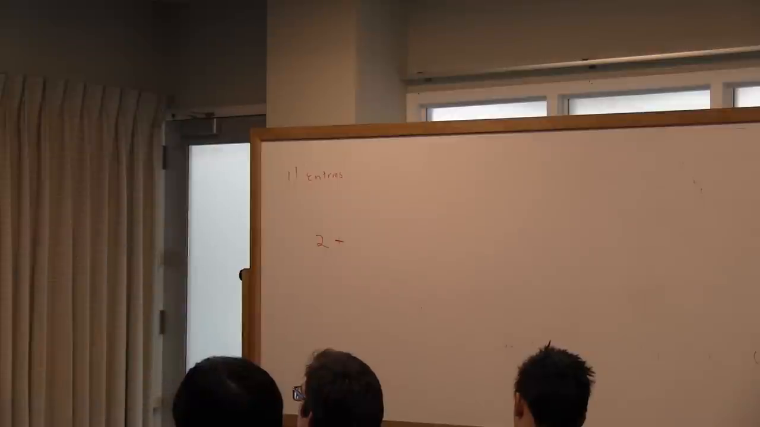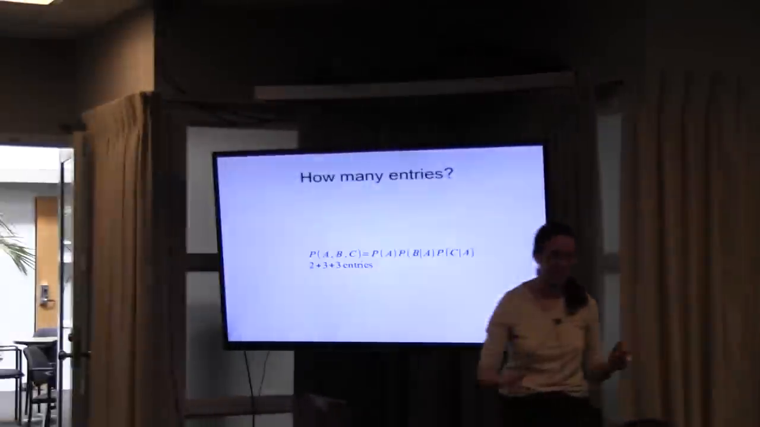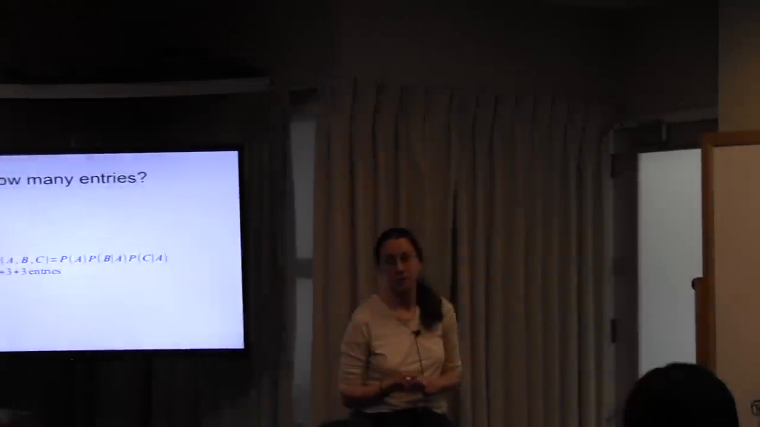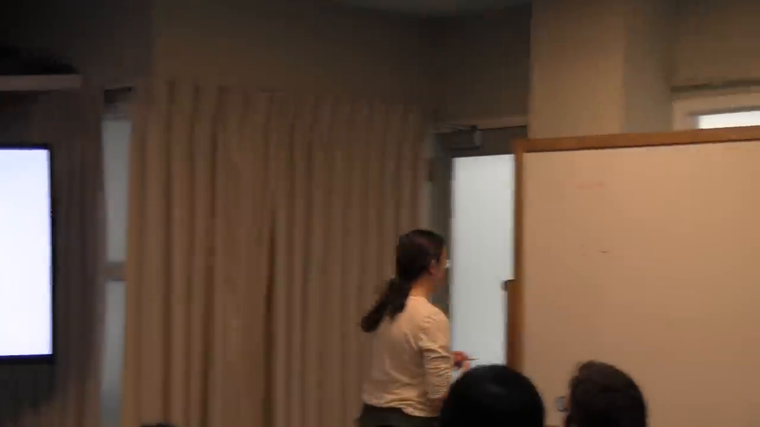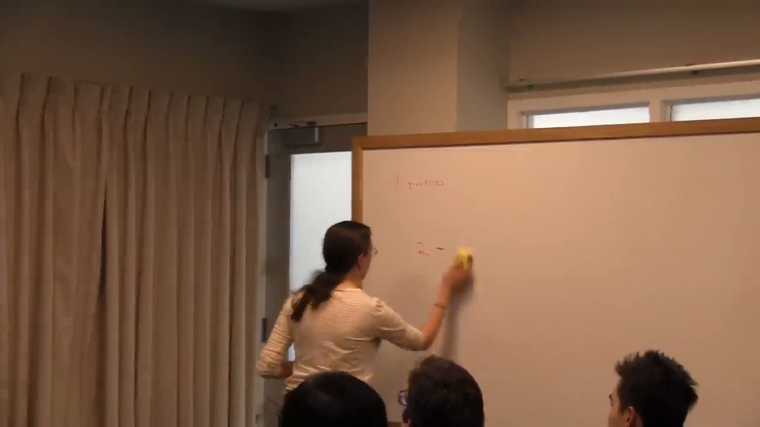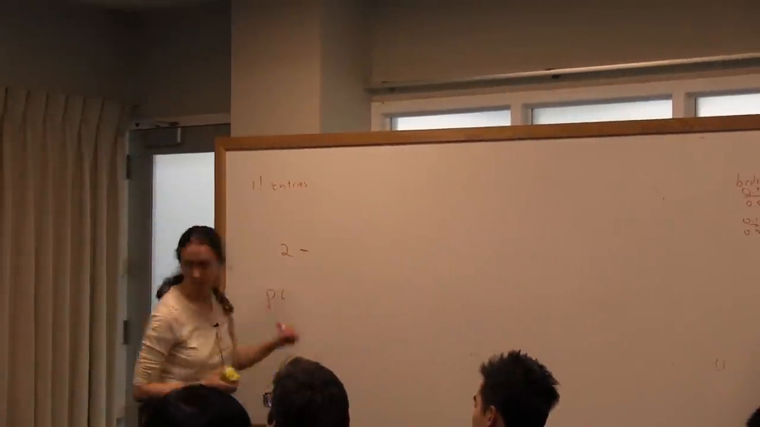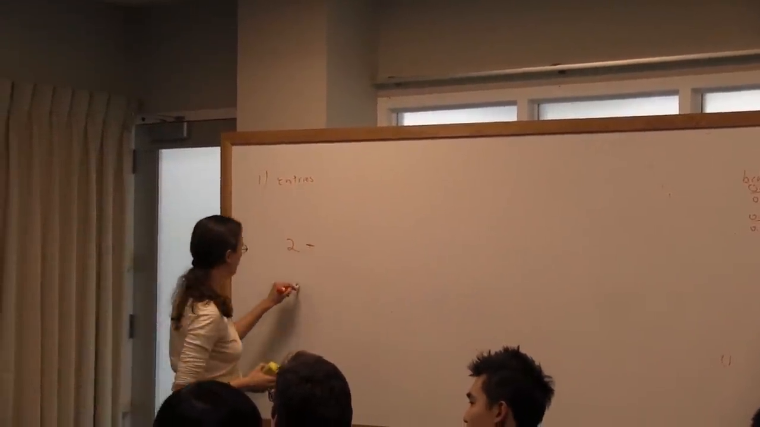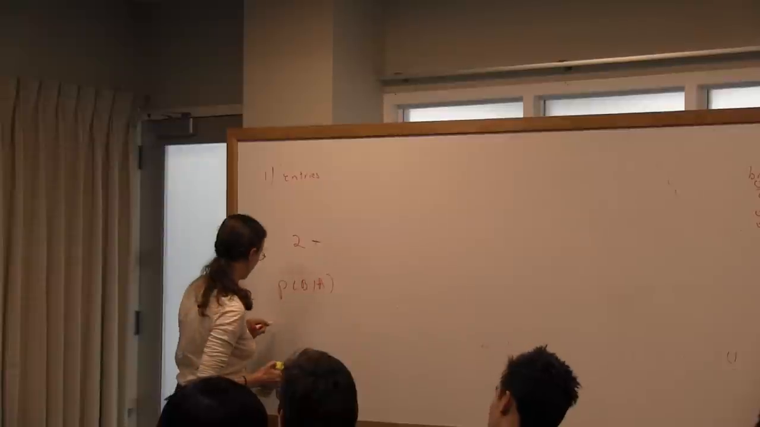Let me make sure I... Three that you're allowed to pick is what I thought before, because B is a binary variable. Yeah, draw the table. Okay, so probability of B given A. Yeah, that's probably what we should have done in the first place.